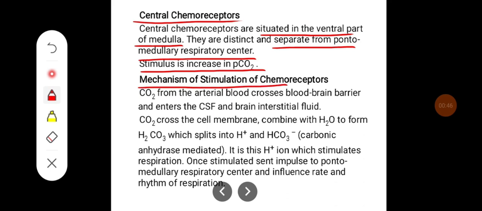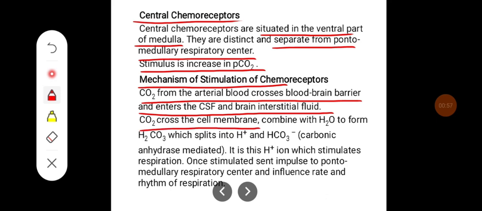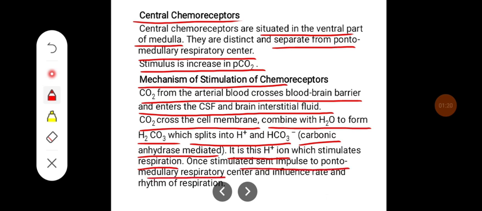Carbon dioxide from the arterial blood crosses blood-brain barrier and enters the CSF and brain interstitial fluid. Carbon dioxide crosses the cell membrane, combines with water to form carbonic acid, and splits into H plus ion and bicarbonate in presence of carbonic anhydrase. And it is this H plus ion which stimulates the respiration. Once stimulated, they send impulses to pontomedullary respiratory center and influence rate and rhythm of respiration.